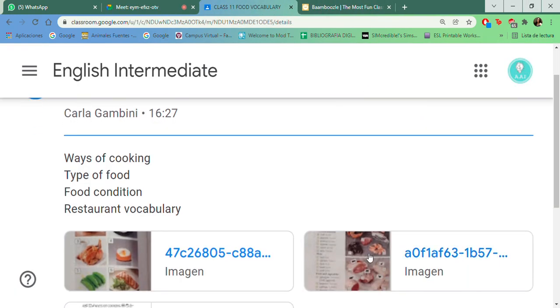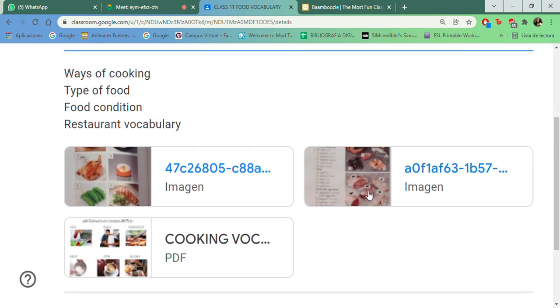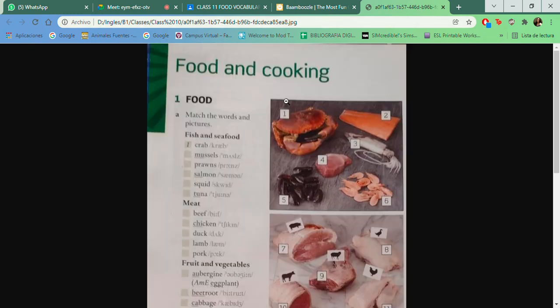Now let's practice the food. We have seafood, we have meat, and we have vegetables. Okay. Let me check this here. There we go. So in this case we have first fish and seafood.